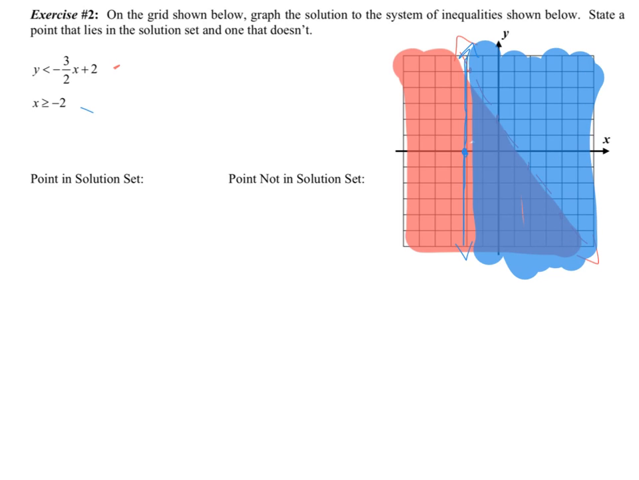So where it is double shaded is this triangle right here. If we're looking at a point that's in the solution set, a point that's in the solution set is easily (0, 0). A point that's not in the solution set would be any other point that's outside the yellow. So if you pick (3, 3), that could be a point that's not in the solution set.